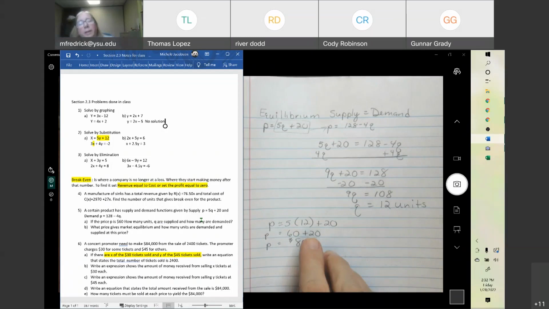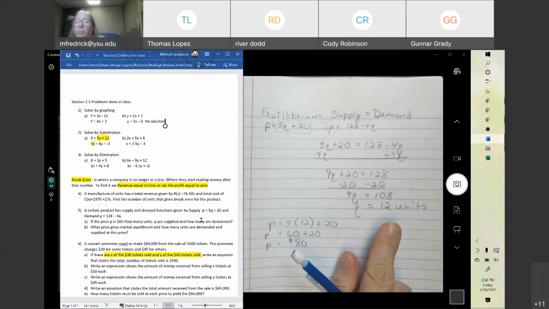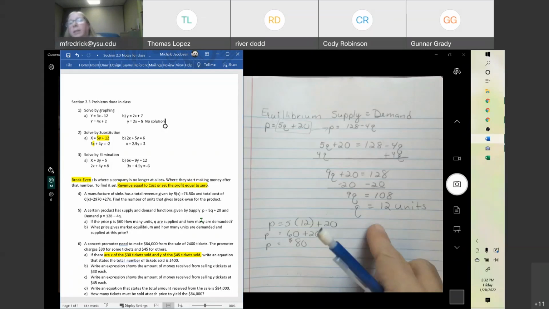So if we sell them for $80 instead of the $60, we will build 12 of them and we will sell all 12 because that will be our demand. So our supply and our demand will be equal, in equilibrium. Any questions on that?